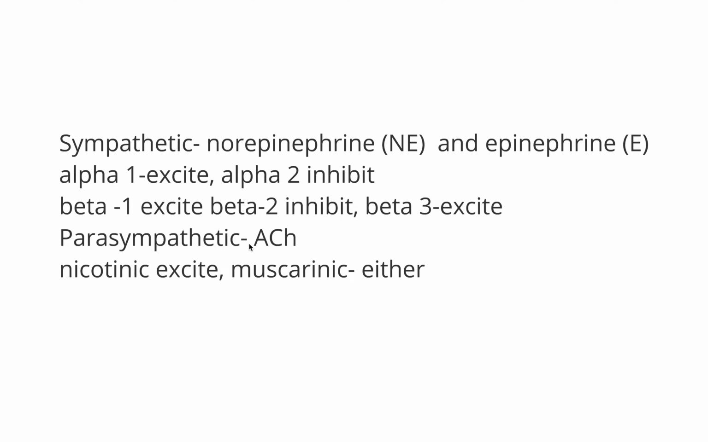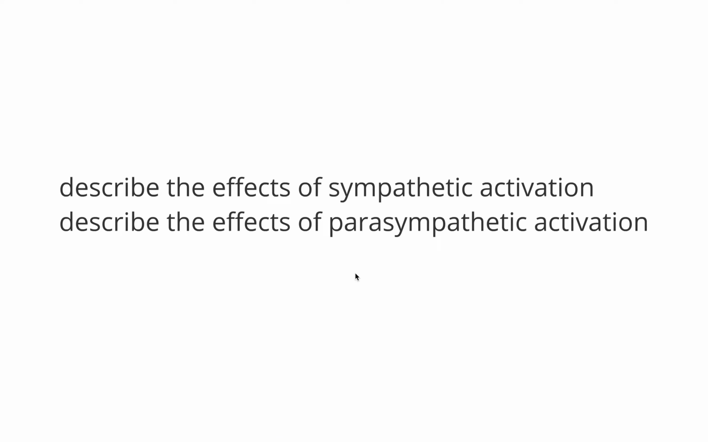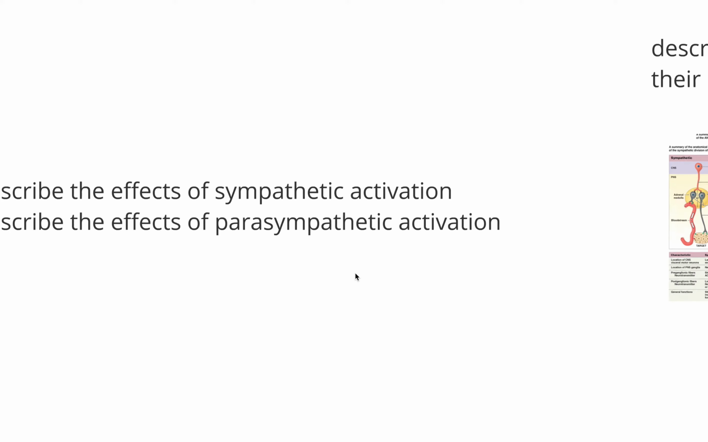For the parasympathetic, it releases acetylcholine. Nicotinic receptors are going to cause excitation. And for muscarinic receptors, it can be either excitation or inhibition. So it's really more complex than that, but that's as much as we need to know for this class. Next question is describe the effects of sympathetic activation and the effects of parasympathetic activation.